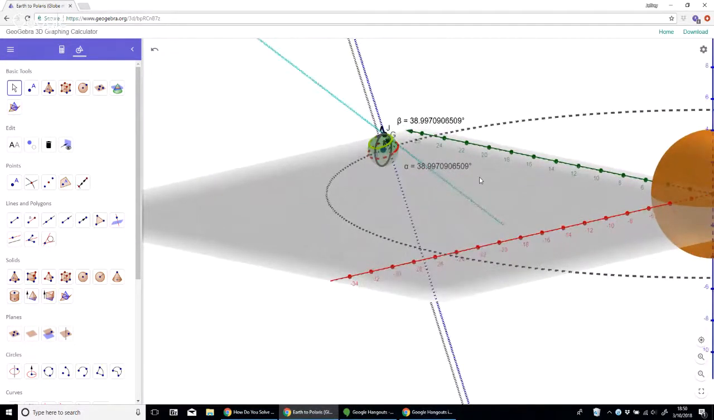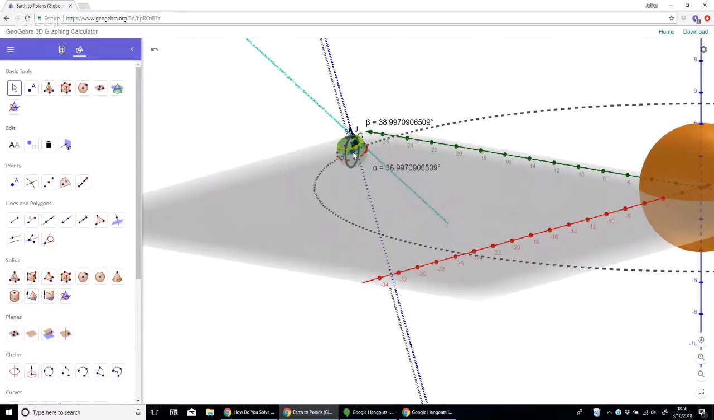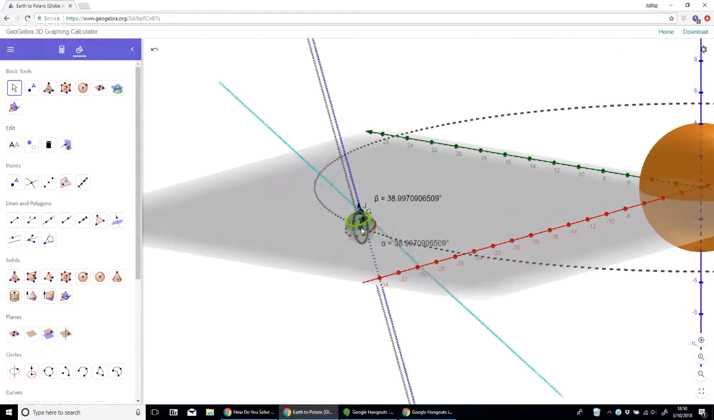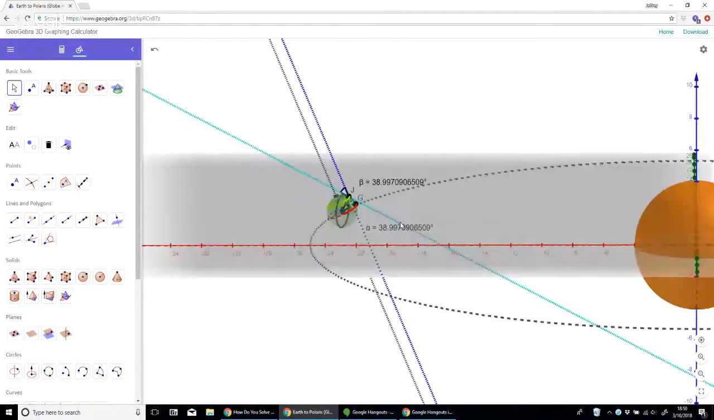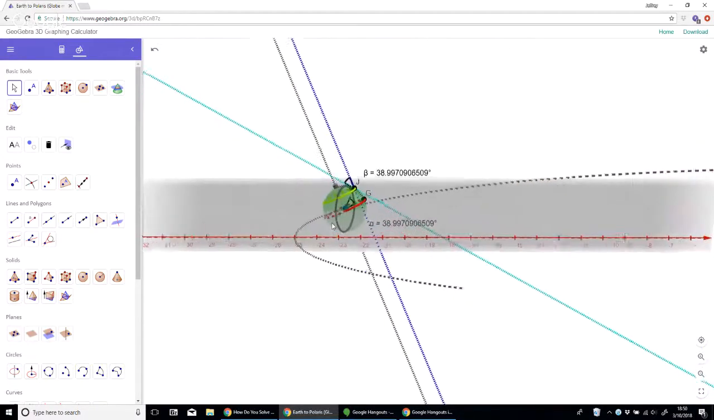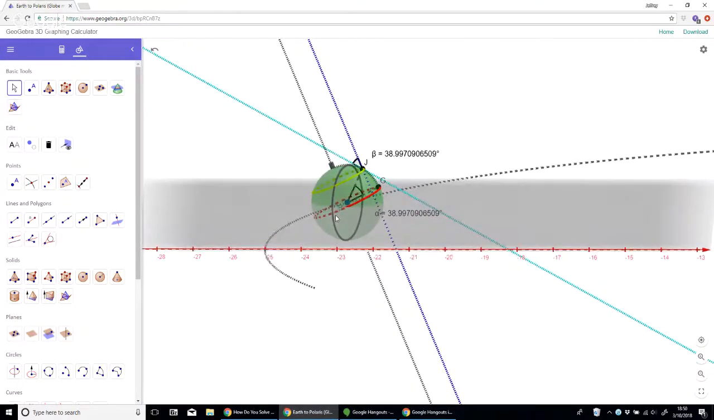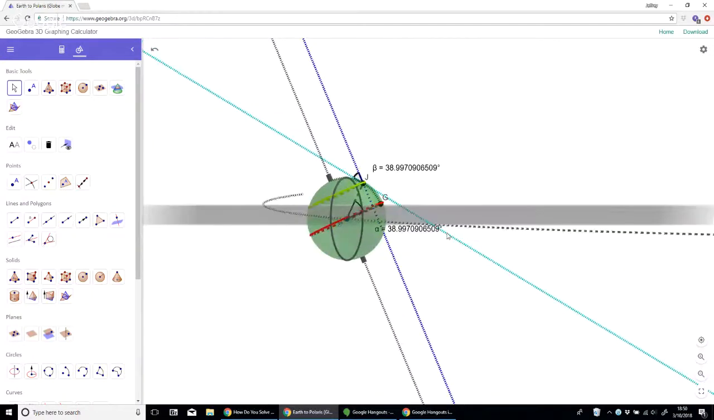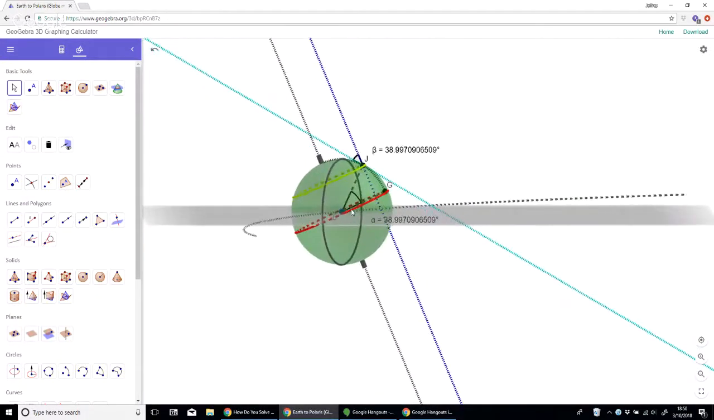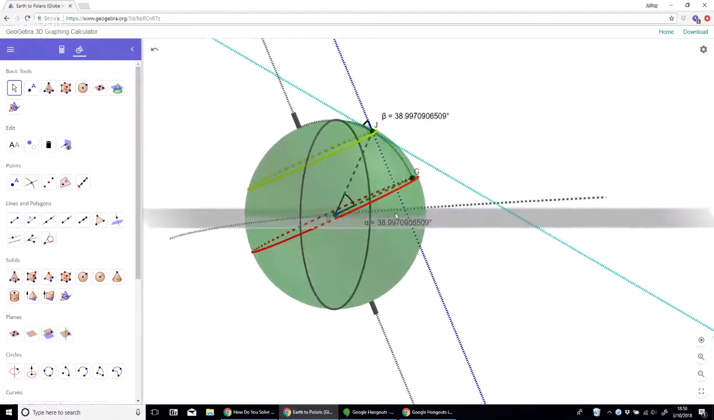You have to be on the dark side of the Earth in order to see Polaris. So you need to be behind the terminator line. You need to be on this side of the Earth to see Polaris. So if we zoom in again, okay, let's zoom in a little more on the Earth. Okay.